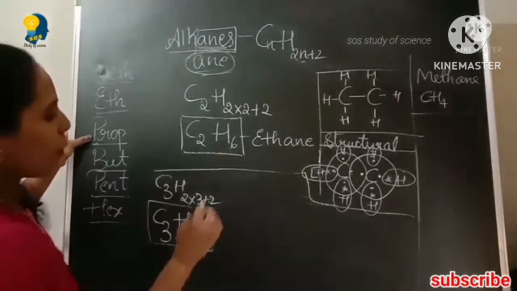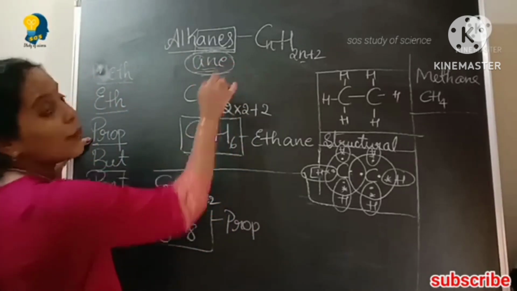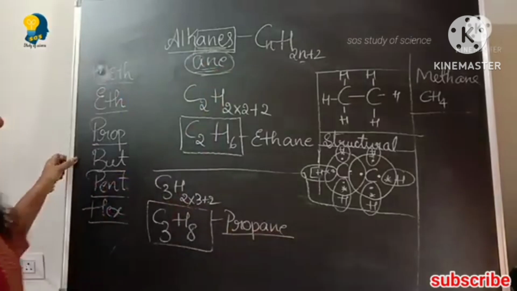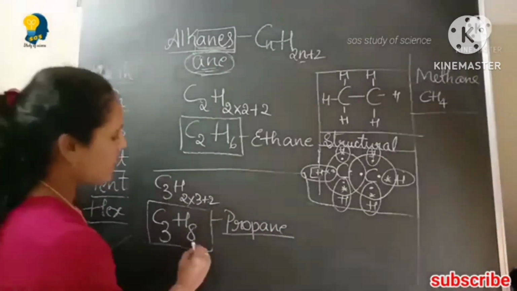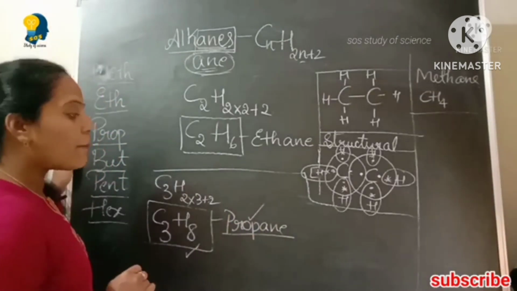So our third member is prop, right? The third member is prop, and we are writing for ane. So it is a propane. Okay, very, very easy. Propane. So this is the molecular formula and the name of that particular compound.